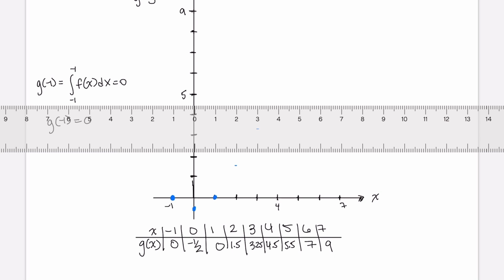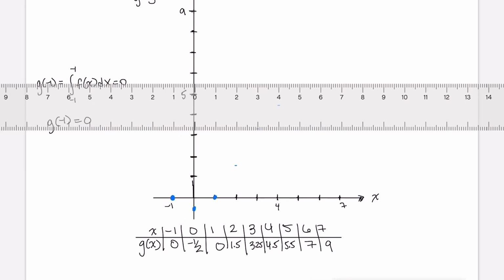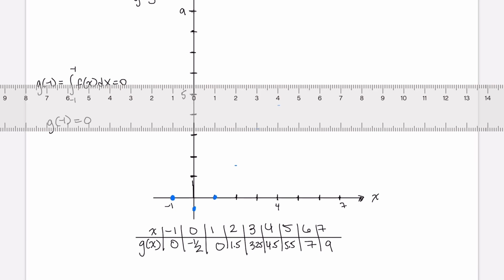And let me go ahead and find that. At the input of 5, so that's this one, we have an output of 5.5 about there. So let's use the ruler. Those of you in my class, I really do expect this level of detail with a ruler.